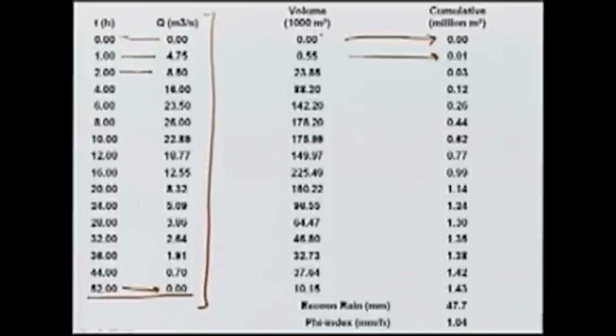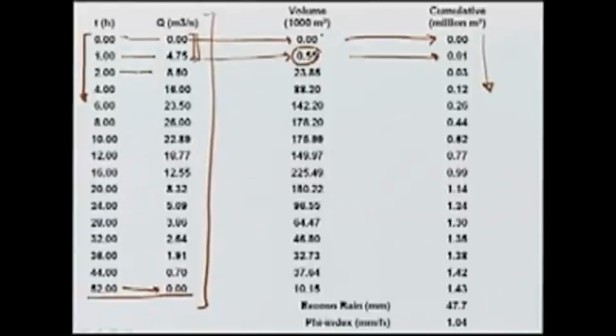This is in 1000 meter cubes. So, at time equal to 0 we have 0 volume. At 1 hour we can say that this corresponds to the mean between 0 and 4.75 for 1 hour duration. So, if we do that we get 8.55 thousand meter cubes, and here we have cumulative from the beginning of the rain.